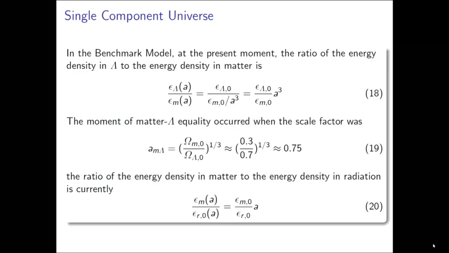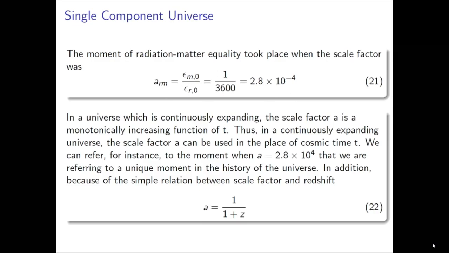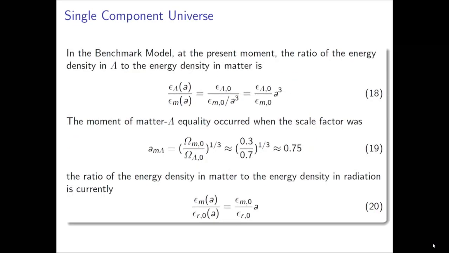Now, instead of the cosmological constant, we want to find the equivalent point for matter and radiation. You have the relation given in equation number 20. We can see that the ratio is basically directly proportional to the scale factor. So we calculate using the present values of the energy densities in non-relativistic matter and radiation, and the current value of the scale factor.